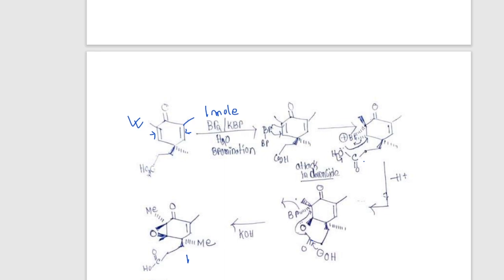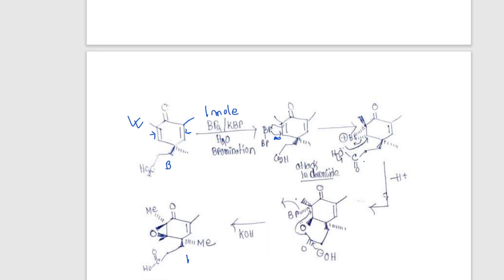You see that this is the bulky group, that's why the bromine comes into the downside. Here the bromine attacks from the downside. Obviously the methyl group goes to the upside, and a cyclobromonium ion is formed. You can see this is formed on the downside.